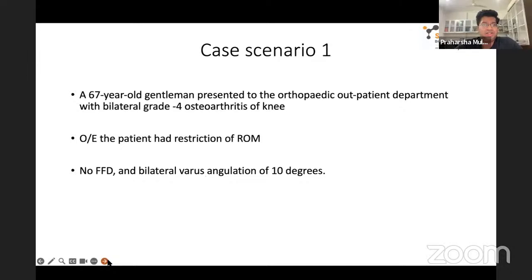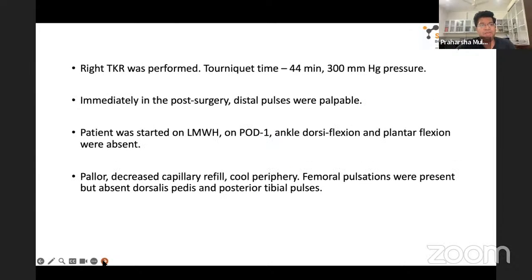So in our situation, we can just show you an example. A 67-year-old gentleman presented with grade 4 arthritis. He had a lot of restriction of range of movement in the preoperative period. He had a bilateral varus knee. So the TKR was performed, the tourniquet time was absolutely fine, 44 minutes, 300 millimeters of mercury pressure. Immediately after surgery, distal pulses were palpable. Now we started him on Clexane, and POD1, everything is fine.